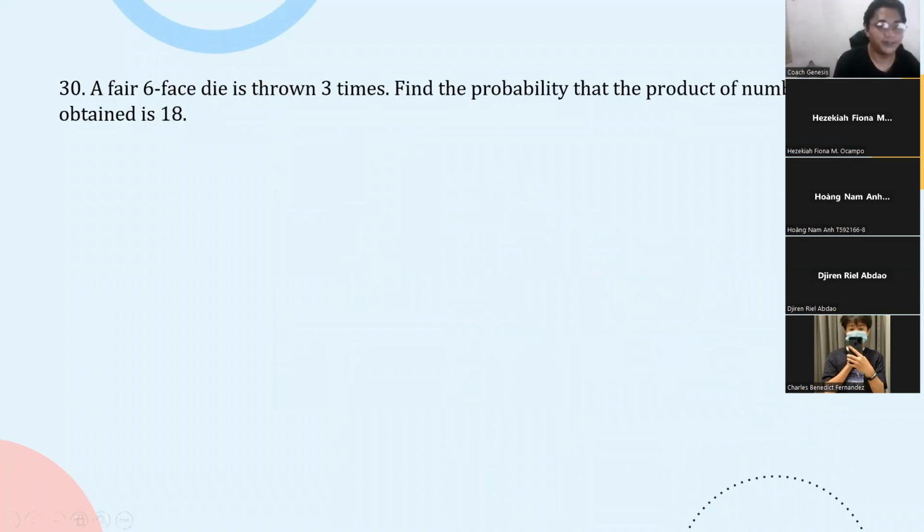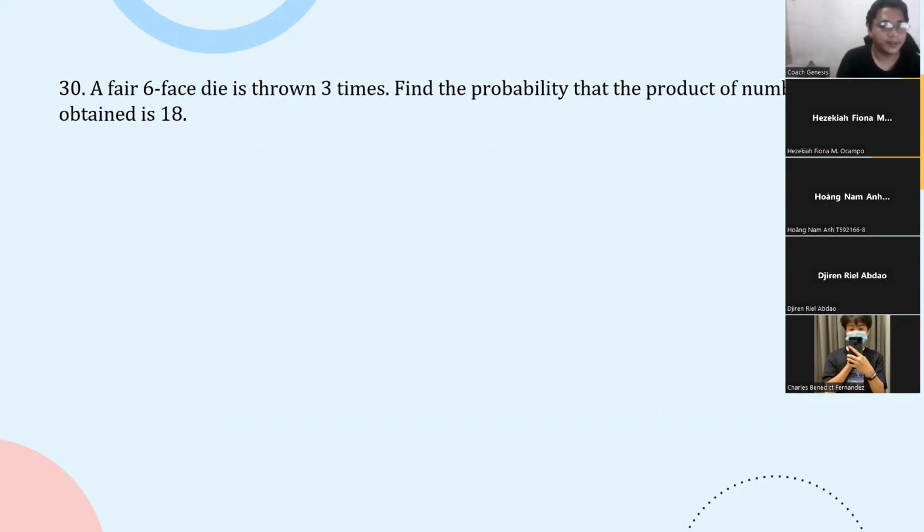Number 30, a fair six-faced die is thrown 3 times. A PDF, I think yes. It will also be uploaded. But to be fair, you can just review the video as I have explained it better in the video than in the solution manual. Okay. So here, a fair six-faced die is thrown 3 times. Find the probability that the product of numbers obtained is 18.